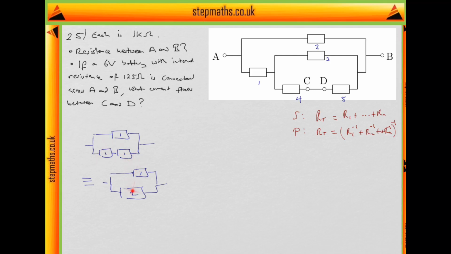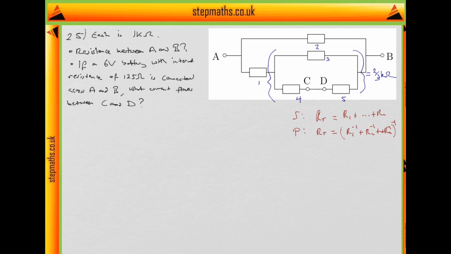Then we have to add these two in parallel. So this is equivalent to 1 resistor, and its resistance is going to be 1 over 1 plus 1 over 2, to the minus 1. So that's 1 plus half is 3 over 2, to the minus 1 is 2/3. Okay, so now we have that this is equivalent to 2/3 of a kilo ohm.